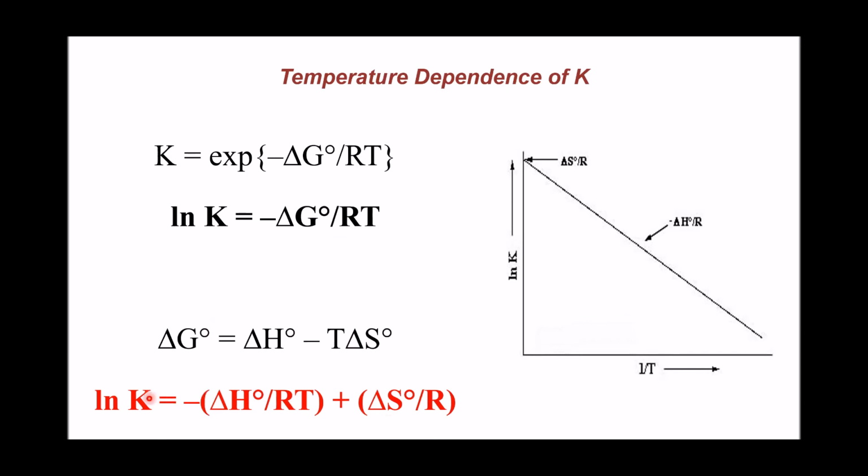So if you plot natural log of equilibrium constant versus 1 over temperature, the slope is going to be negative delta H divided by R, and the intercept is going to be delta S divided by R. So from the temperature dependence of the equilibrium constant, you can actually know very important information about the enthalpy of the reaction and the entropy of the reaction.